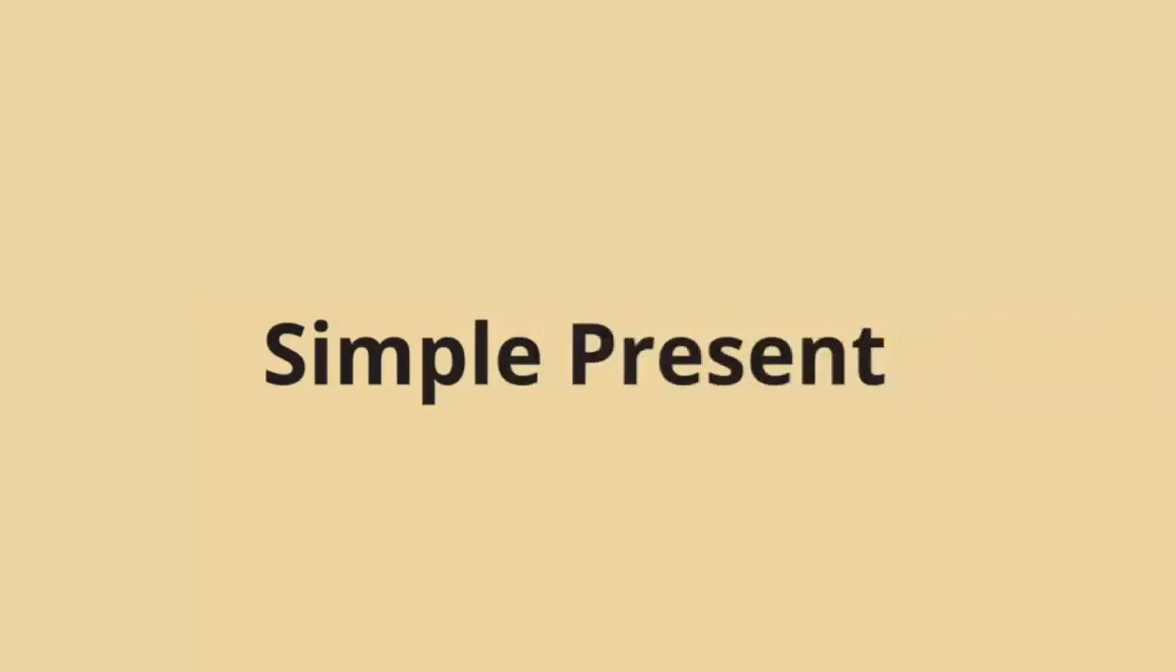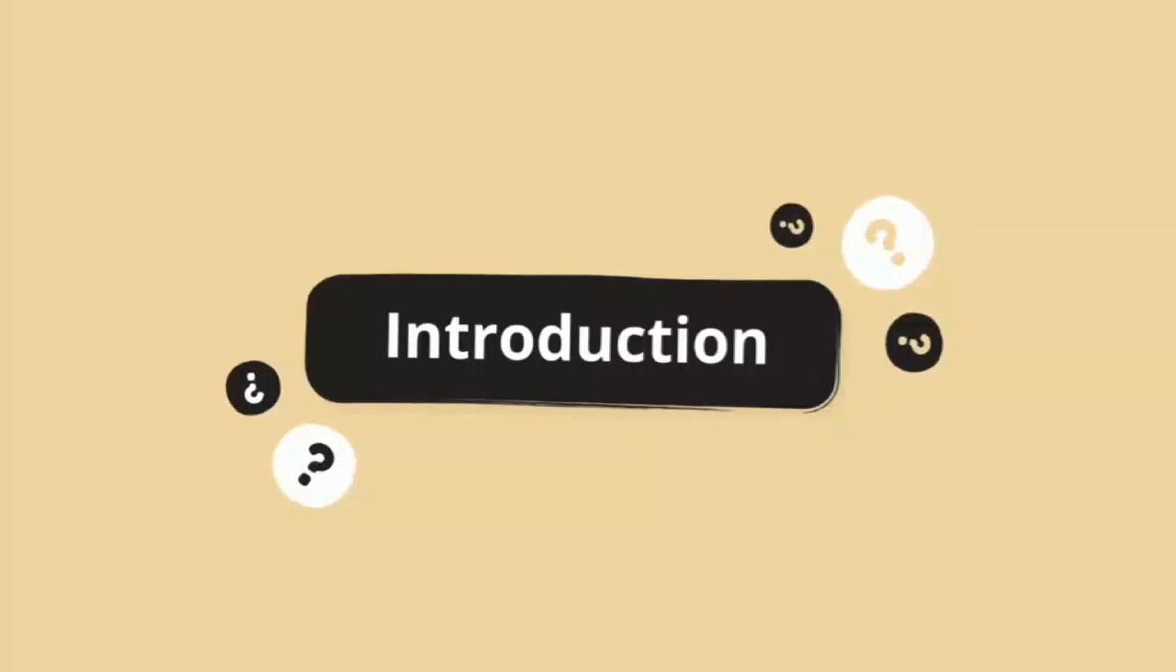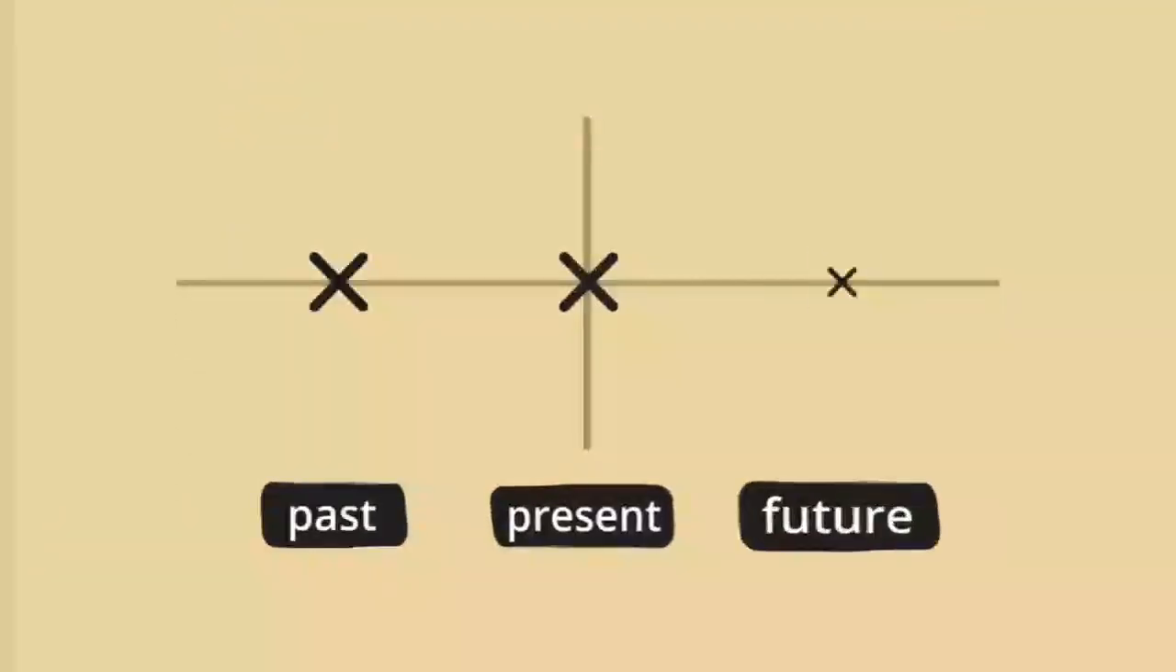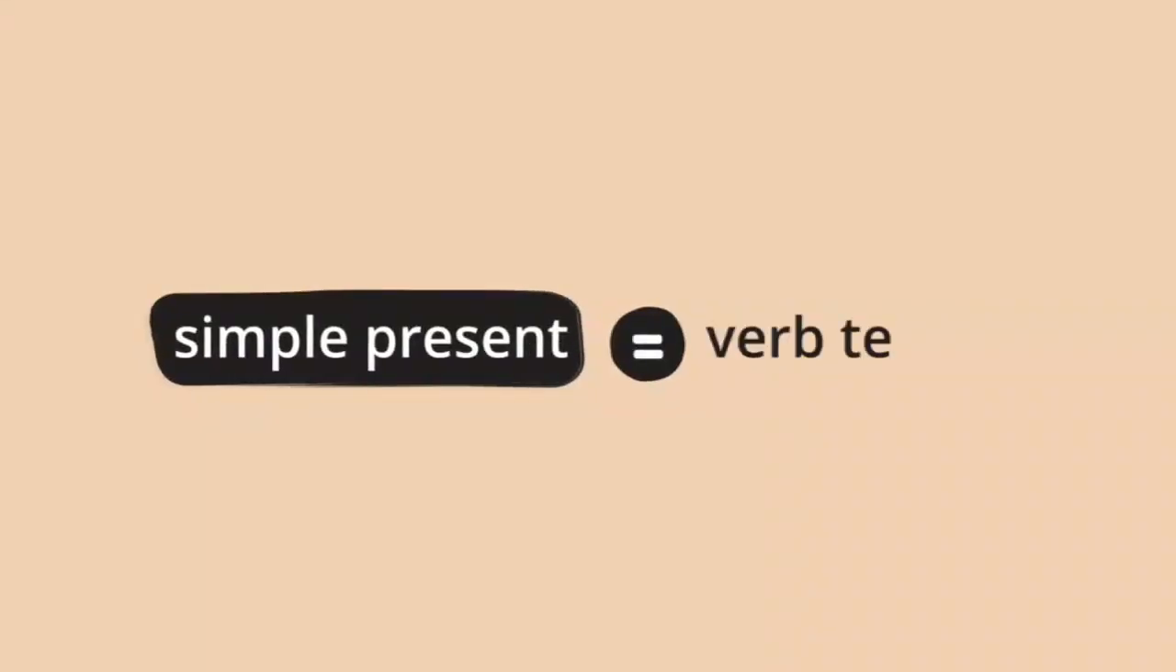Simple present. What are verb tenses? Verb tenses show the time that an action takes place. The simple present is a verb tense. We use the simple present tense for repeated actions.